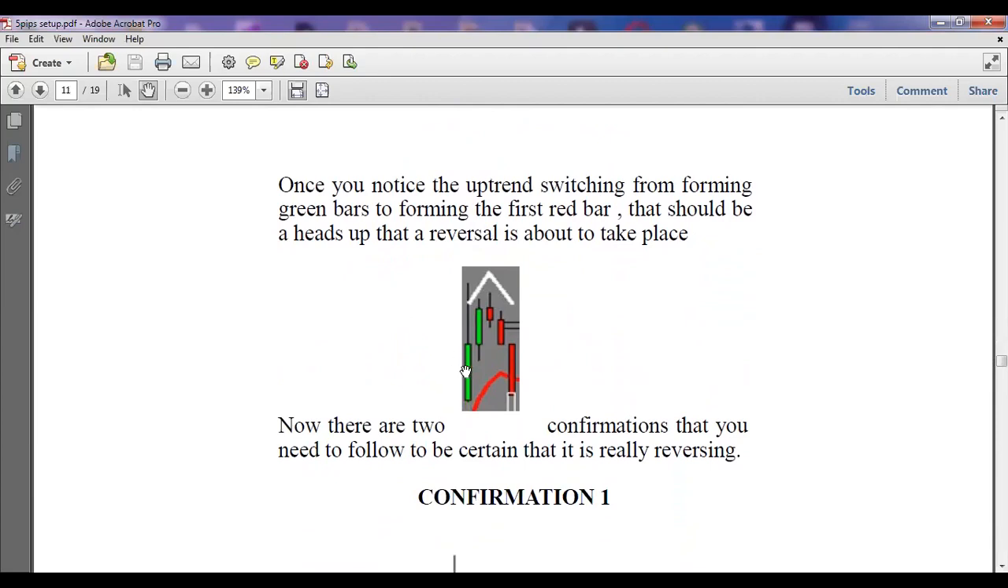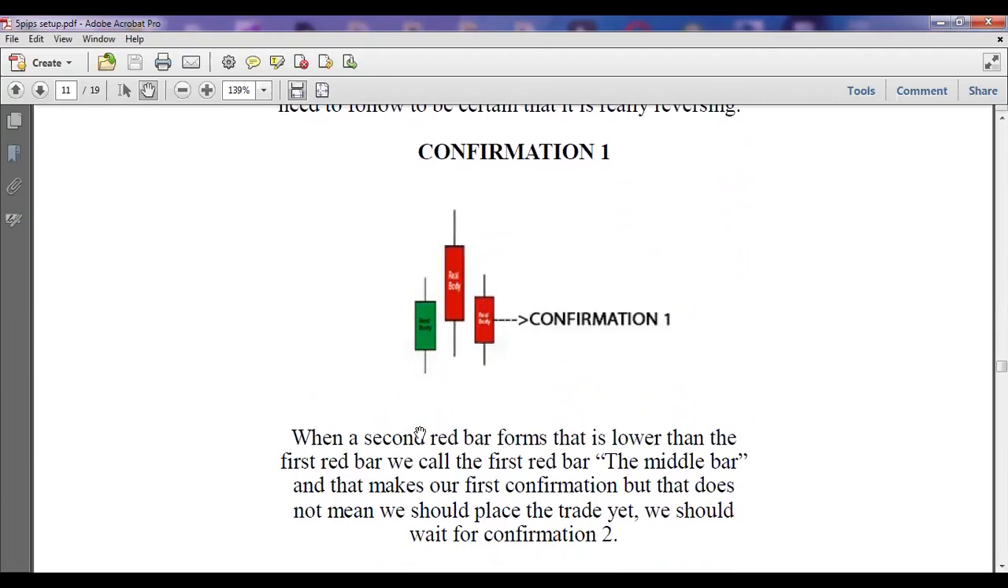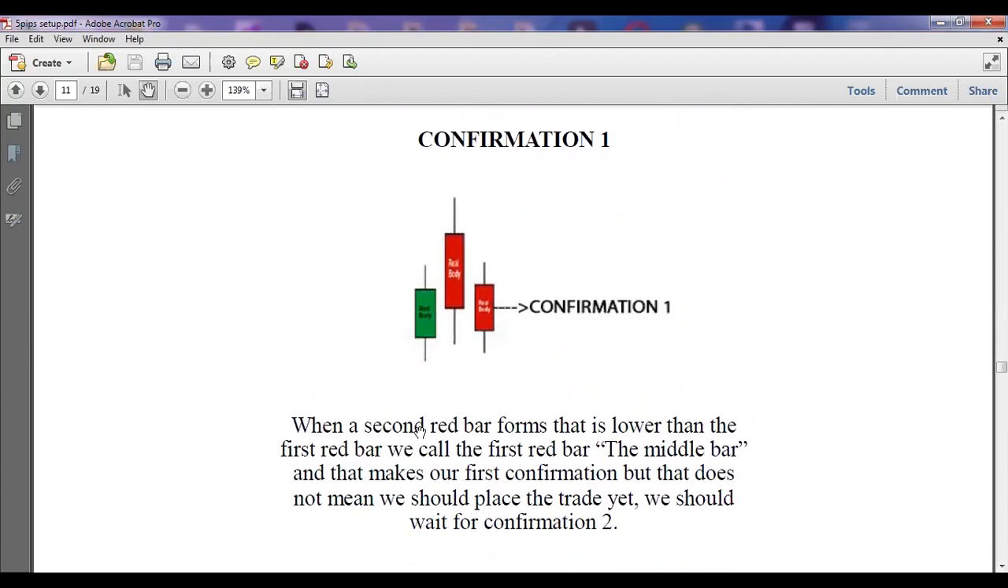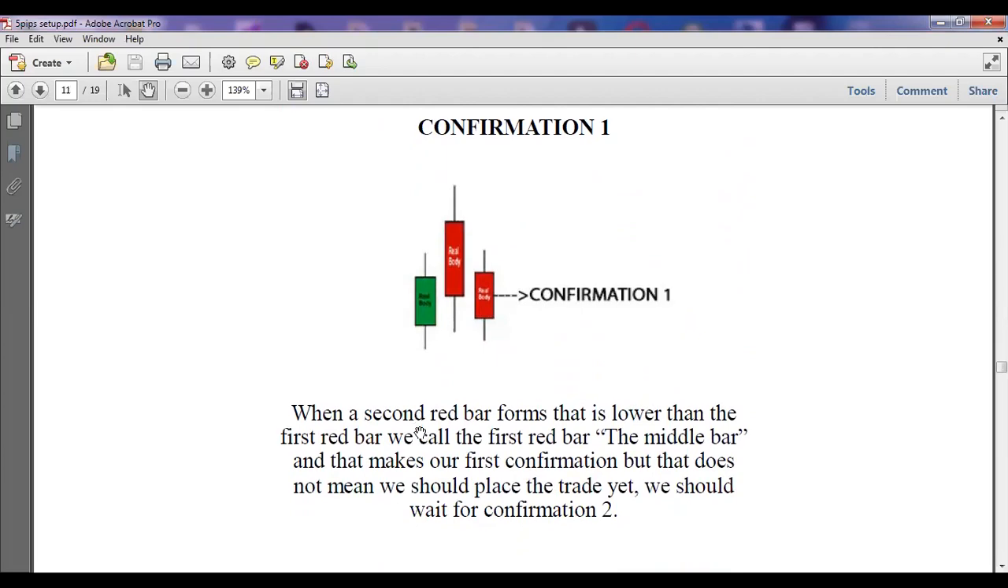You can see this is one green bar, an uptrend. The first red candle forms, which is higher than the last green bar. The second one, which is lower than the first red bar. Now, there are two confirmations that you need to follow to be certain that it is really reversing. Confirmation one, when a second red bar forms that is lower than the first red bar, we call the first red bar the middle bar, and that makes our first confirmation. But that does not mean we should place the trade yet. We should wait for confirmation two.